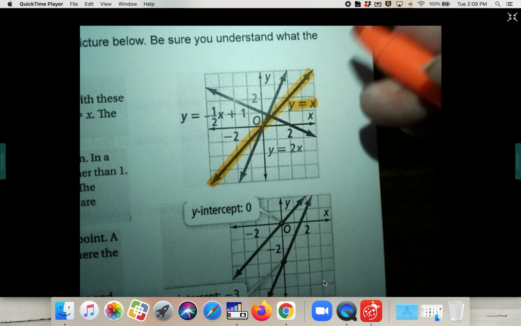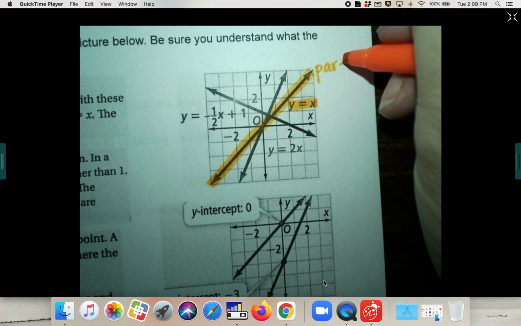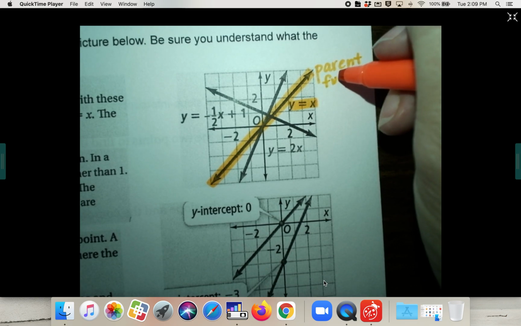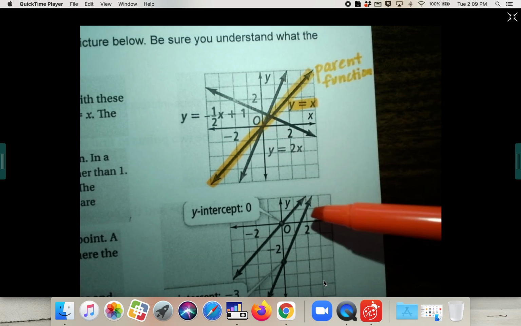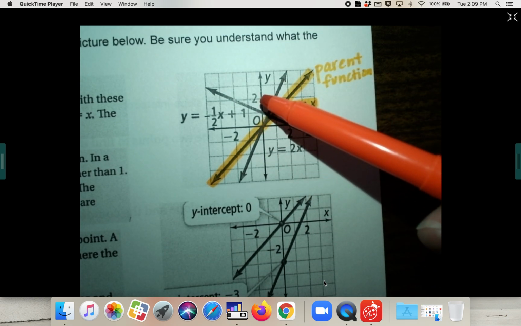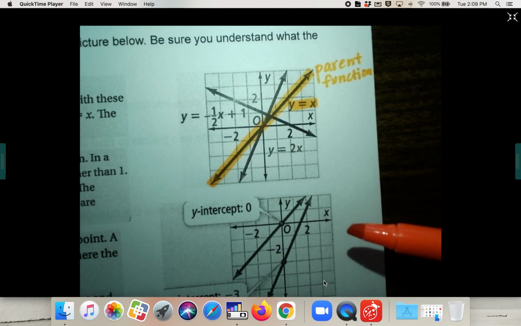And that's why it is called the parent function, because it is the most basic. There's no tricks. There's nothing fancy about it. It's not negative. It's not going up 2 over 1 or anything fancy. It's just y equals x.